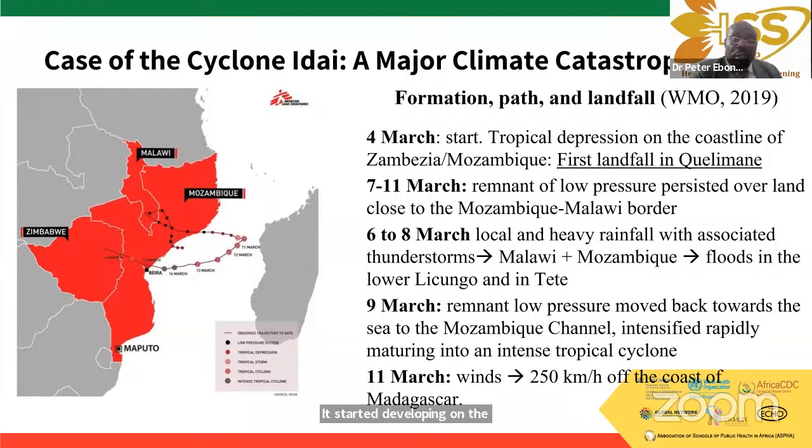So for the following 4 days, there was a remnant low pressure that persisted over the land close to the Mozambique and Malawi border, then went to Malawi with local and heavy rainfalls associated with thunderstorms. Then from there on, floods started in the lower Likungo and Tete in Mozambique. Then we can see from the picture that the remnant low pressure moved back towards the sea, to the Mozambique channel.